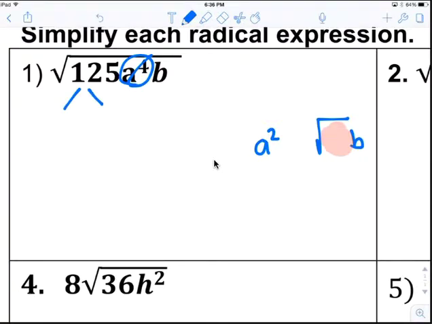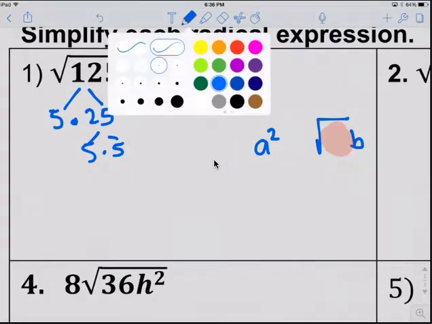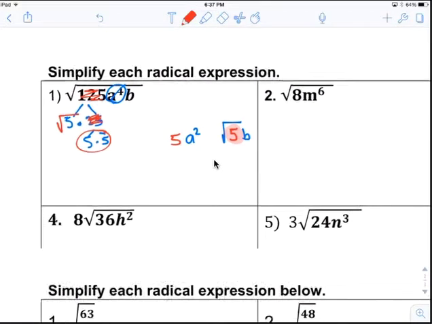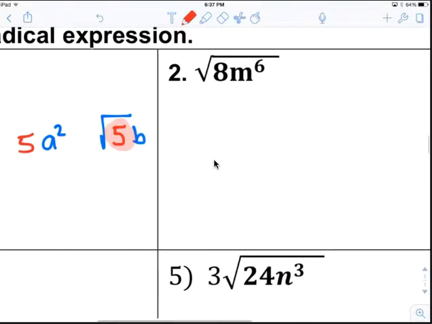That's 25. 5 times 25. Then 5 and 5. So I see it. These are not part of the answer. So one group of 5. 5 to the first, the 1 is invisible. And then radical 5. So 5 goes in that radical sign. And that's your answer.